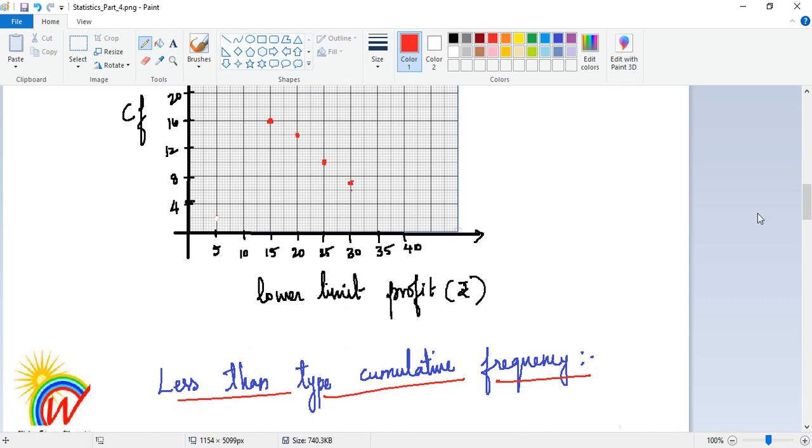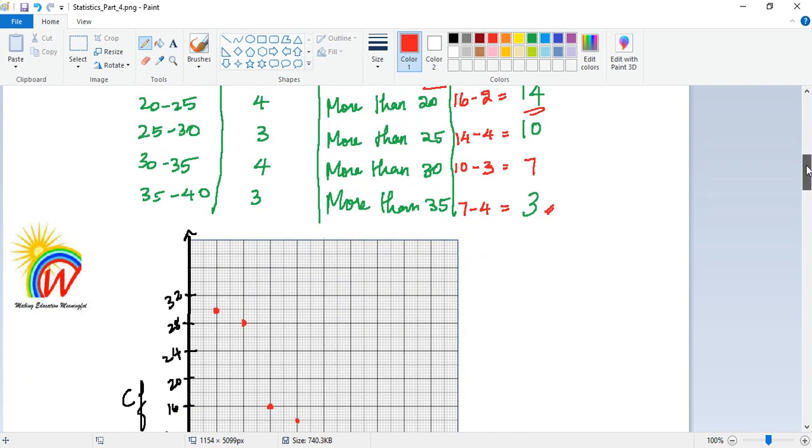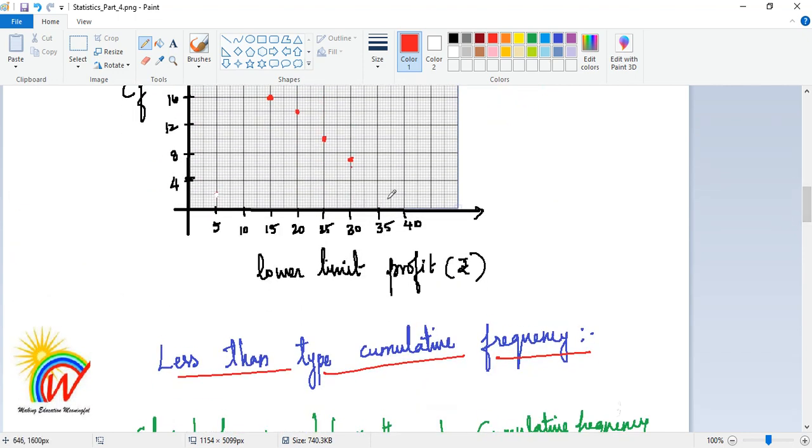Okay, here. And then for 35 you have 3. So for 35, 3 is, this is 2, this is 3. Each small box is 2. See, this is 2, so this will be 1 and this will be 3. So I have plotted the 3.